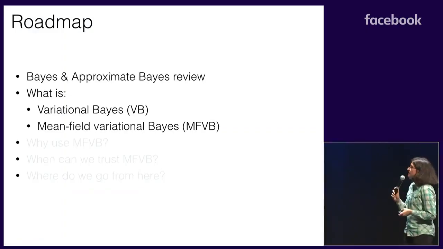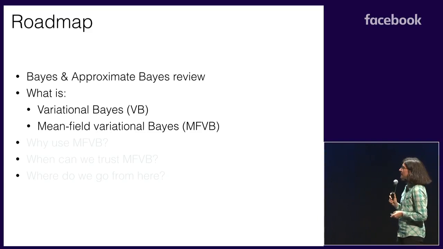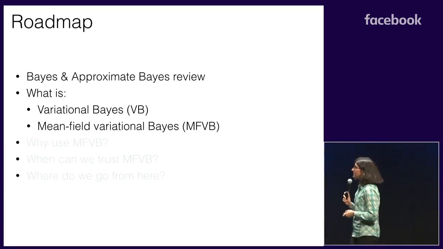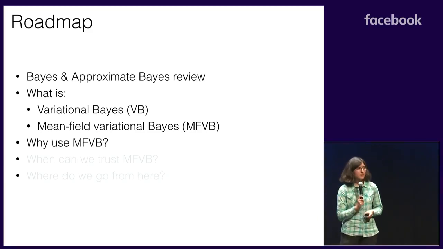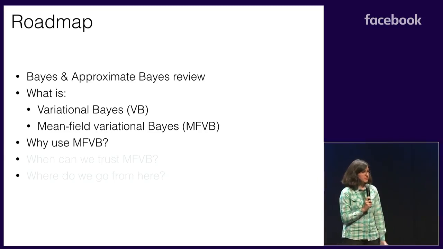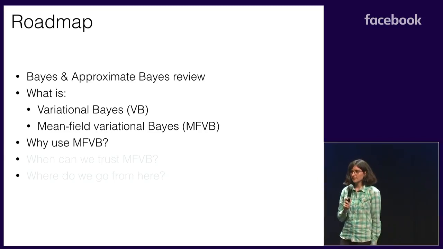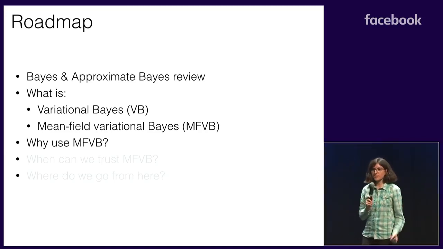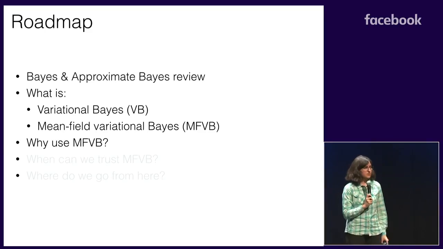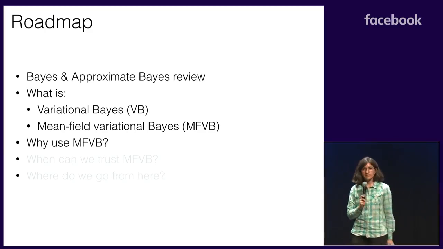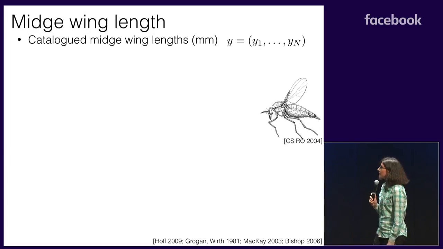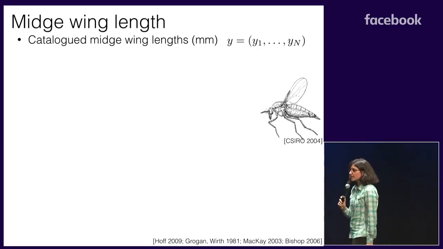Okay, so we talked about Bayes and approximate Bayes. We've defined variational Bayes and mean field variational Bayes. And so now let's think a little bit about, is this something that we should be using? Does this ever work? It is a pretty restrictive assumption, this factorization assumption. And so we want to know, is it ever going to give us something actually useful, especially in complex models? So we're going to start off with a very simple model.